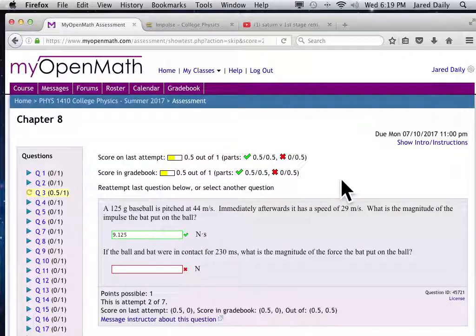It works for mine. All I did was add the 29 and the 44 and multiply by the 0.125. So add the 29 and the 44? Well, it's the same thing, right? If you have a negative for one of them and then you subtract the other one, it's like adding them, right? Except with a negative sign in front.